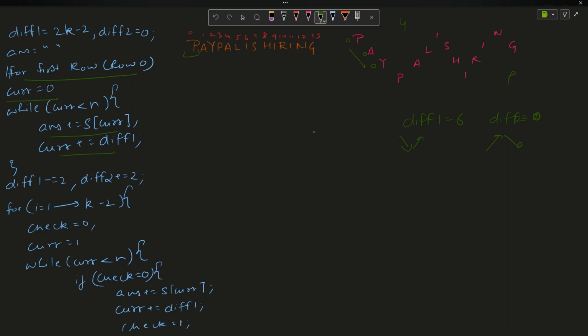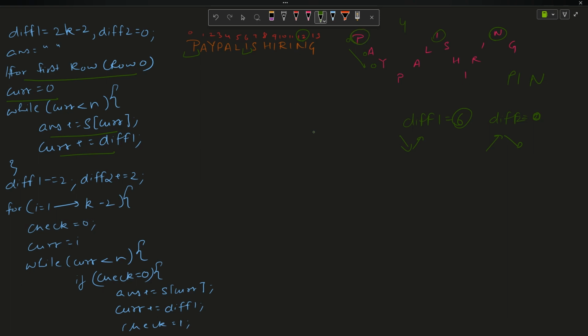Now, if I add 6 to it, I will land here, and you can see this is my next character, at 6. So it becomes I. Then if I add 6 to the current, it will become 12. I will add N to it. You can see N is there. So I've got my first row correctly. Now moving on to the second row.